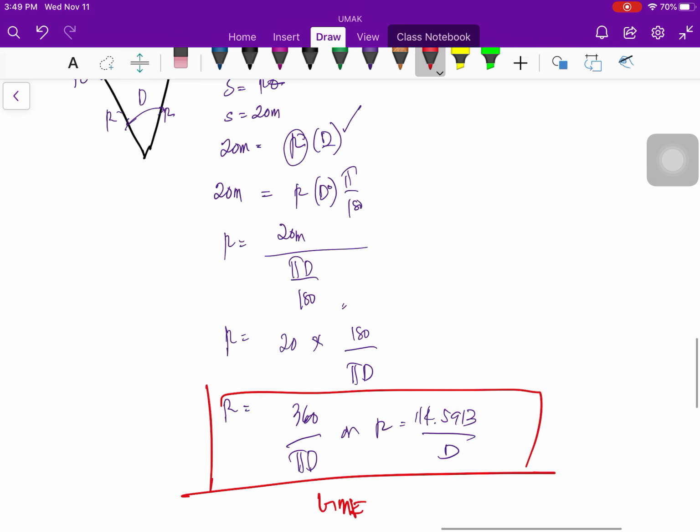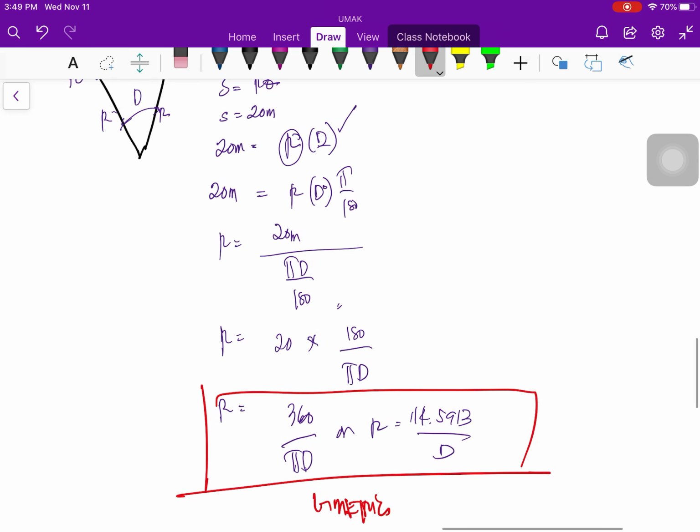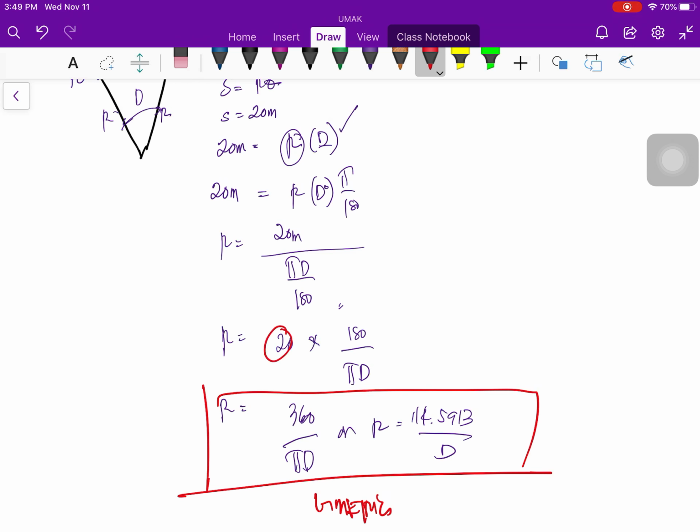This is metric. If you want to use English, you just need to substitute it by 100 feet. So R will be 100 feet times 180 all over pi D. So this one is the English system.